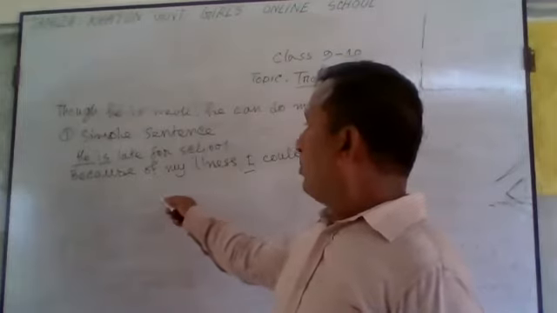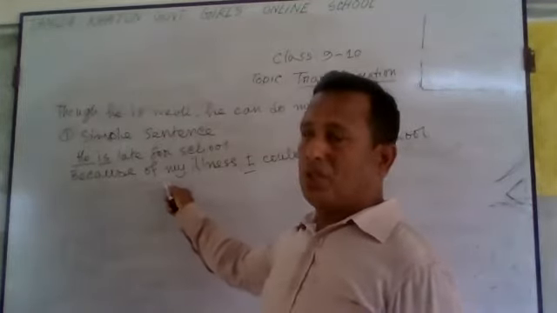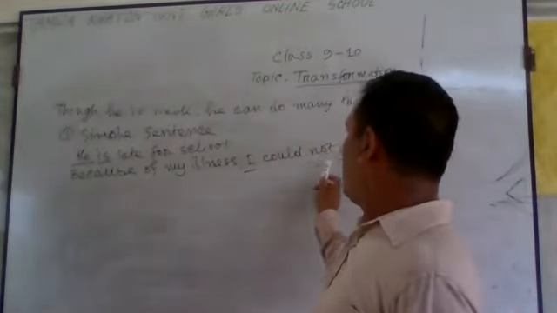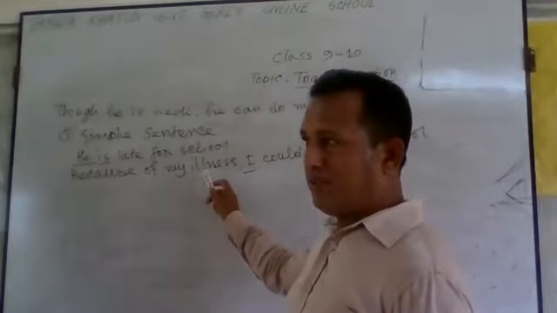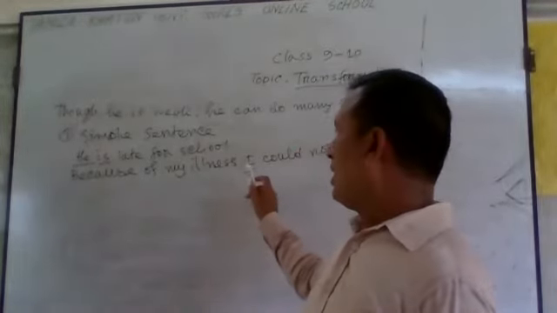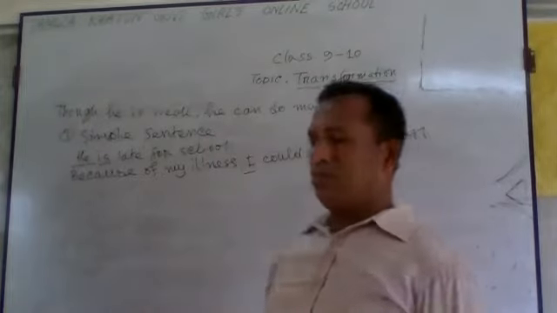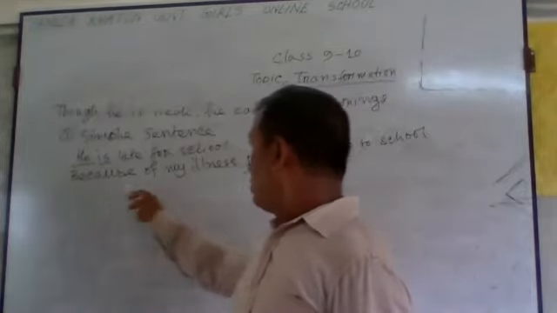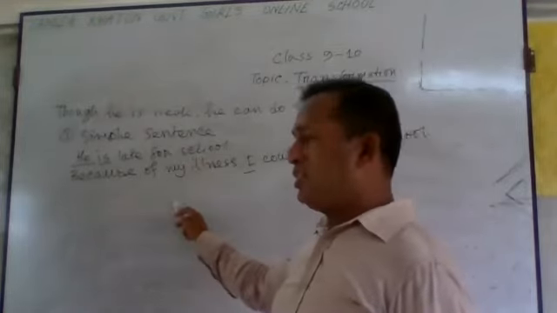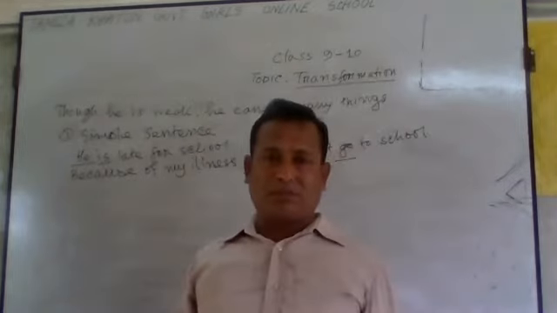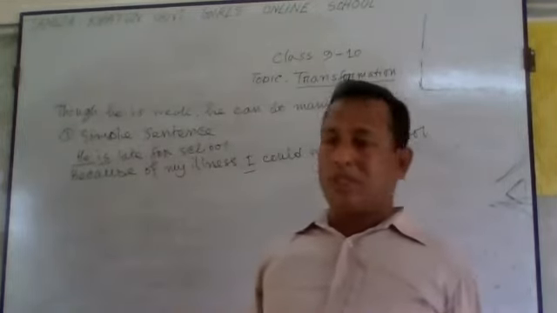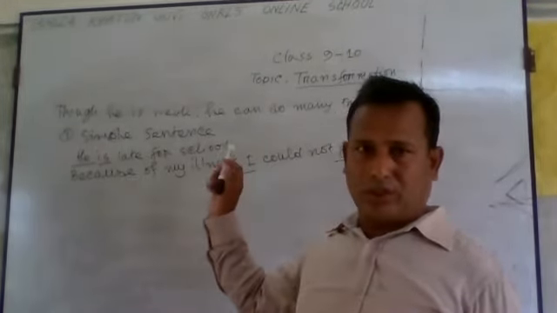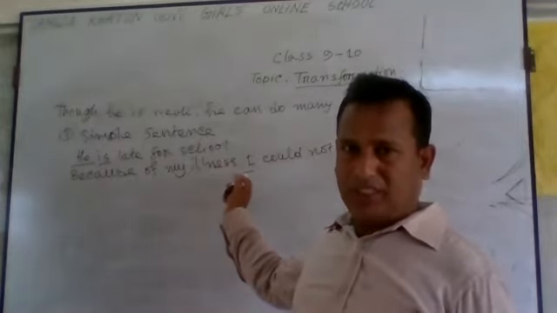So, this sentence contains two parts. Because of my illness, I could not go to school. Because of my illness is the first part. The second part is I could not go to school. Okay? From because to illness, this is the phrase. And the last one is the principal clause. This is the principal clause.